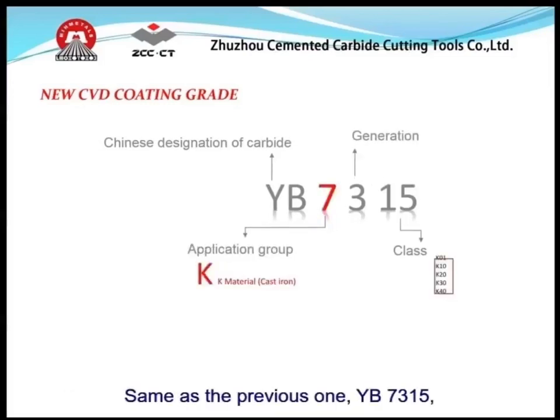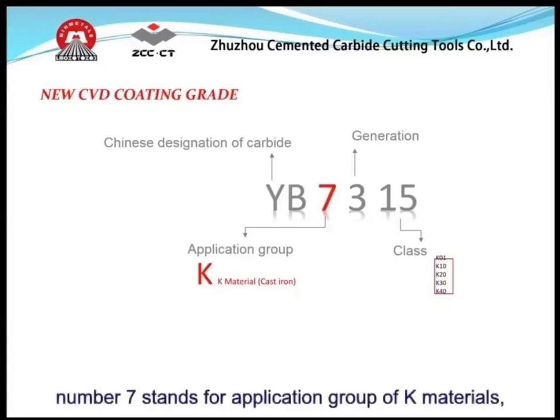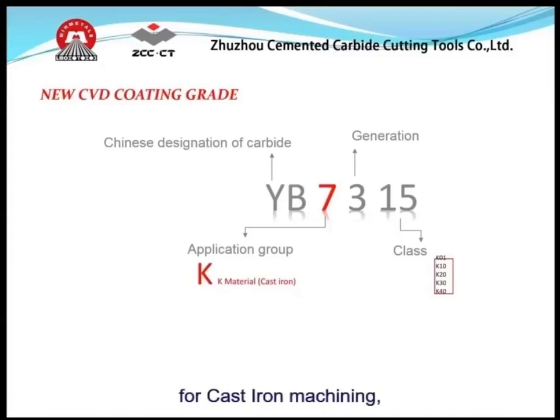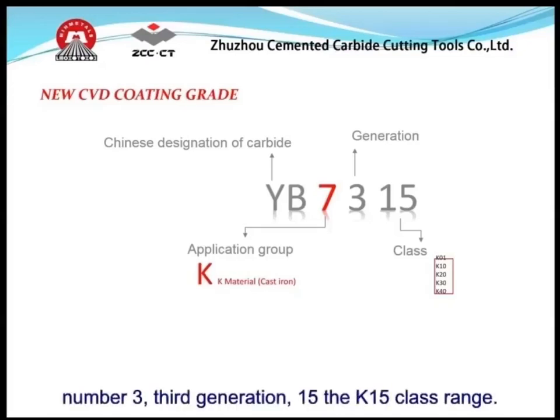Same as the previous one, YB7315. YB the same, number 7 stands for application group of K materials for cast iron machining. Number 3, third generation. 15, the K15 class range.